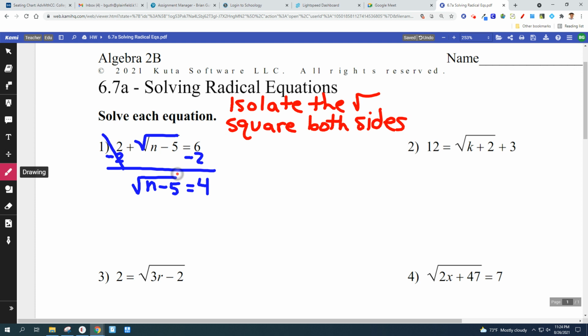And now I'm going to square both sides. Squaring both sides, or squaring a square root, is going to get rid of it. So when I say square root squared, it kind of just cancels out. And I'm going to be left with n minus 5 equals 4 squared is 16. At the end of the day, we're just solving an equation, and we do what we always do. We isolate the variable. So let's add 5. We get n equals 21.